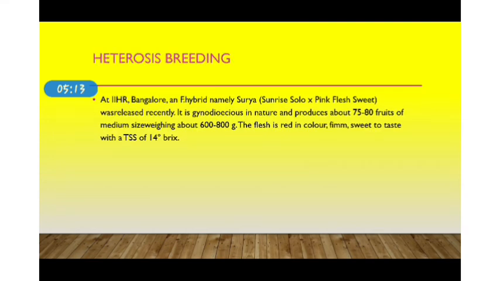Heterosis breeding. At IIHR Bangalore, an F1 hybrid, namely Surya, was released recently. It is gynodioecious in nature and produces about 75 to 80 fruits of medium size, weighing about 600 to 800 grams. The flesh is red in color, firm, sweet to taste with about 14 degrees Brix.